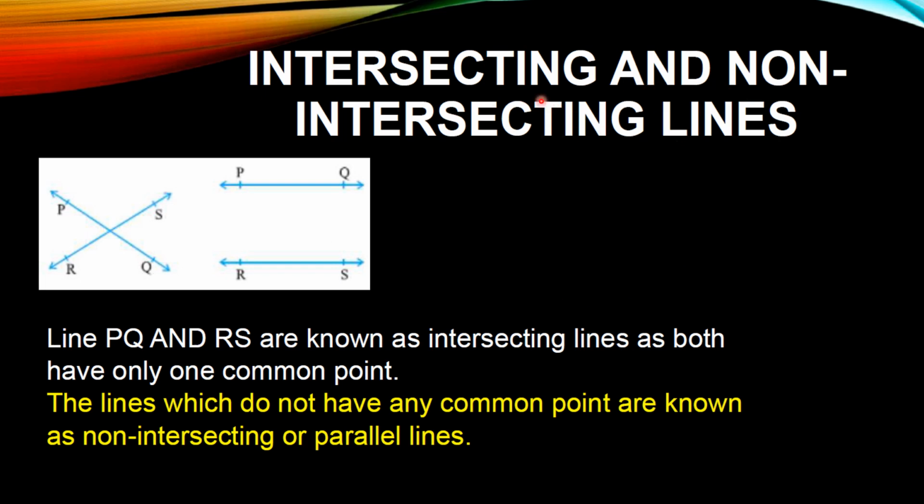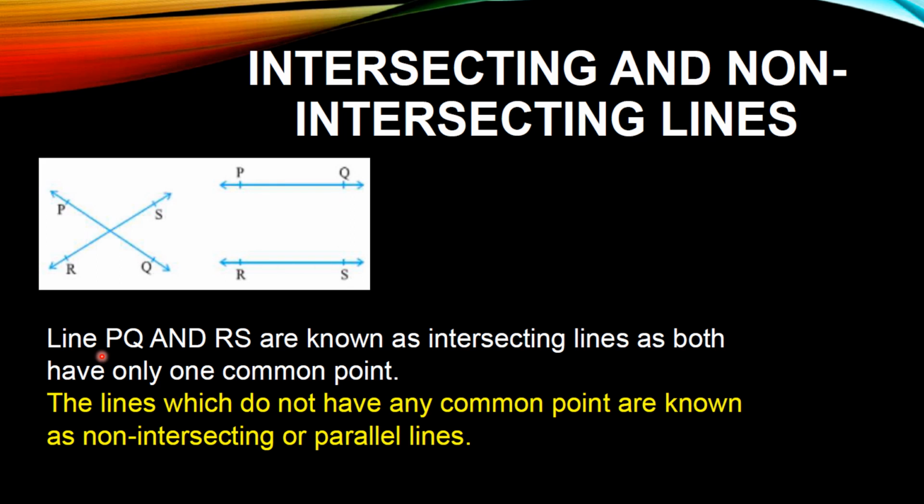What is meant by intersecting and non-intersecting lines? Observe these two figures, my dear children. Here the line PQ and the line RS are crossing at a point. So these two lines are said to be intersecting lines. Whereas here the line PQ and line RS do not meet at any point. So these two lines are said to be non-intersecting lines.